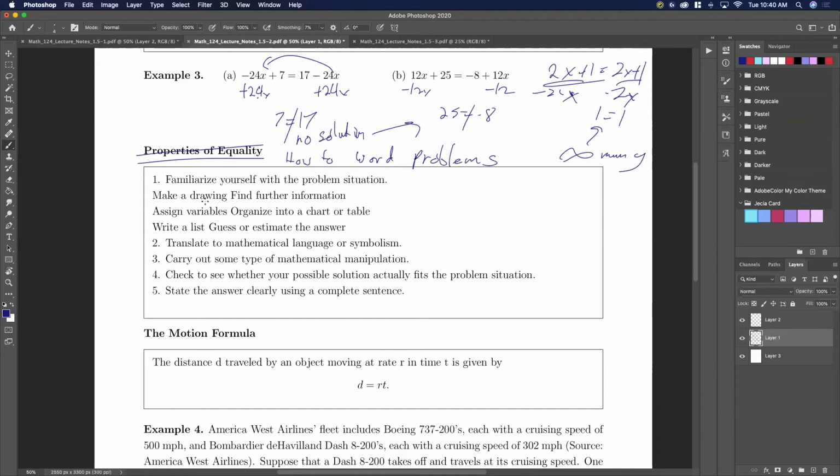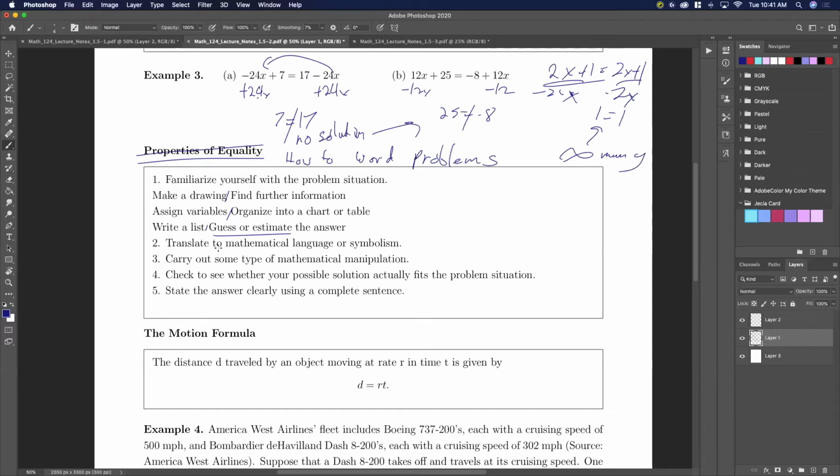So familiarize yourself with the problem, make it rhyme, find further information, assign a variable, organize it into a chart, write a list, guess or estimate an answer. All these things are good. I should add spaces between these. I'll go up and update that later.